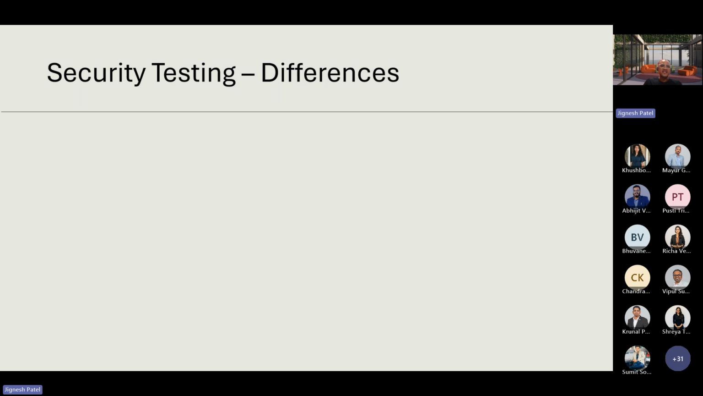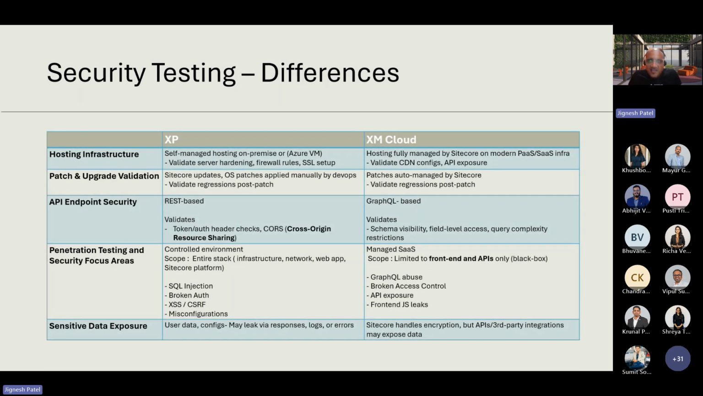Moving to the security testing. Those who have a little bit of idea on security testing know it can be done on two parts. One is on the application or web application level, and the second is on the network level. So I have covered the parameters which differ in terms of both the levels.